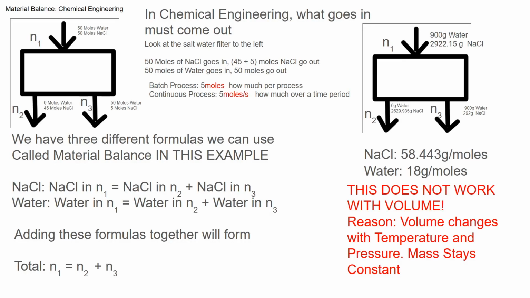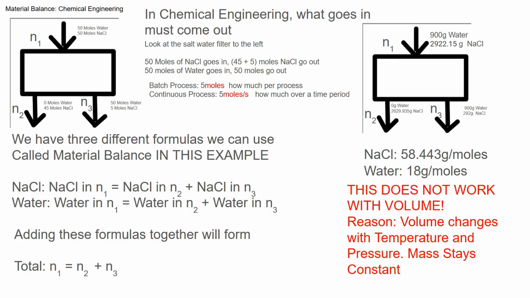Let's learn about material balance in chemical engineering. In chemical engineering, what goes in must come out. Look at the saltwater filter to the left. 50 moles of NaCl go in, 45 plus 5 moles of NaCl go out. 50 moles of water go in, 50 moles go out.